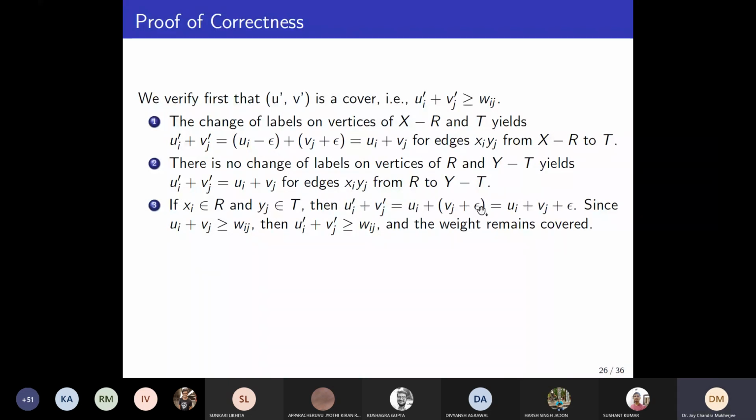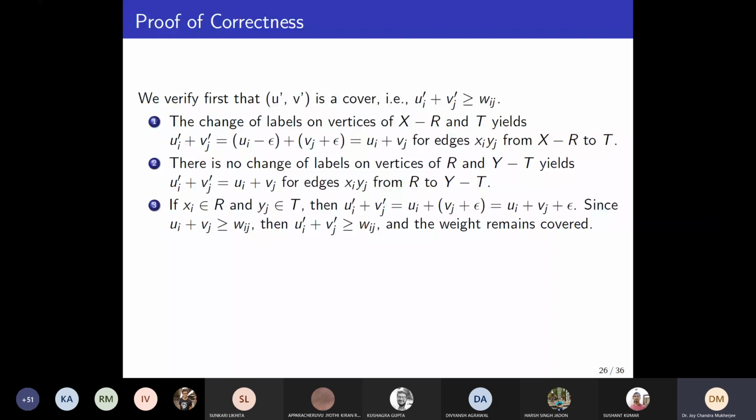So earlier it was ui plus vj, now it becomes ui plus vj plus epsilon. Now the thing is, since ui plus vj in the earlier iteration is greater than or equal to wij, and since epsilon is strictly greater than 0, ui plus vj plus epsilon is also greater than or equal to wij. So ui prime plus vj prime is greater than or equal to wij. That means the weight remains covered with this transformation.